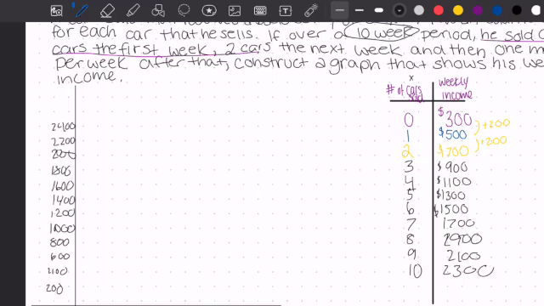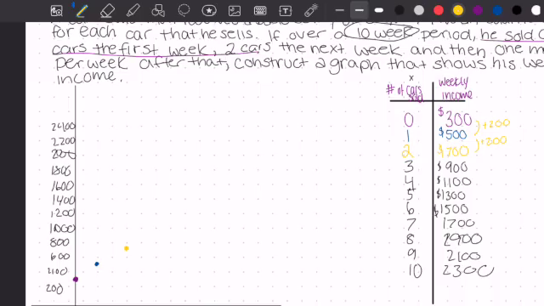Okay, so each point that I have written in my table of values, I can now graph. 0 cars sold, which would be this one here, gives us $300. So that right there is an important value. That's our starting value, also known as our y-intercept. When 1 car is sold, we go up to 500, so right in here. When 2 cars are sold, we go up to 700, so right in there.